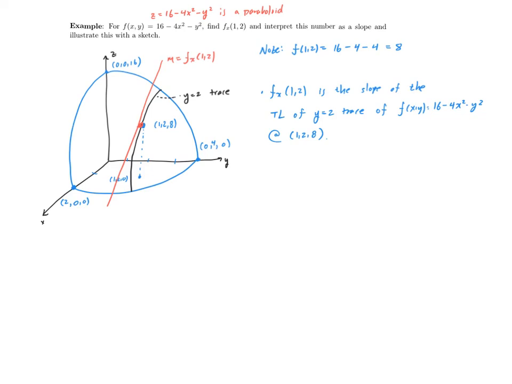So note, computationally, f sub x is found by treating the y as a constant. So the derivative of a constant 16 is 0. The derivative of minus 4x squared with respect to x is minus 8x. And the derivative of that constant minus y squared is 0. Which gives us that the partial of f with respect to x at (1, 2) is minus 8. That is, as we go in the positive x direction, so think out of the screen towards you, the output is getting smaller. So the negative slope does in fact make sense.